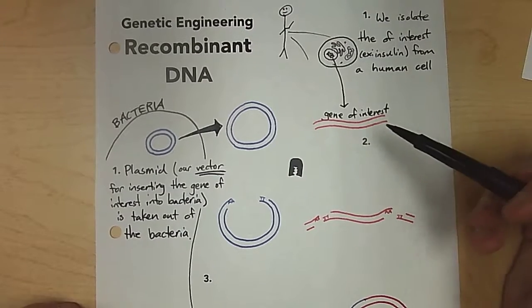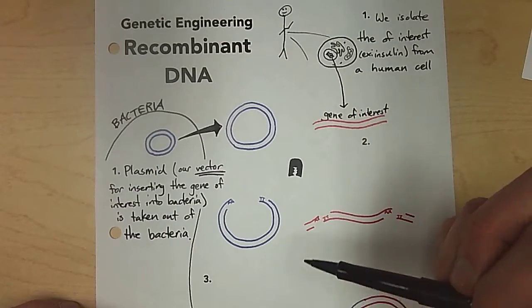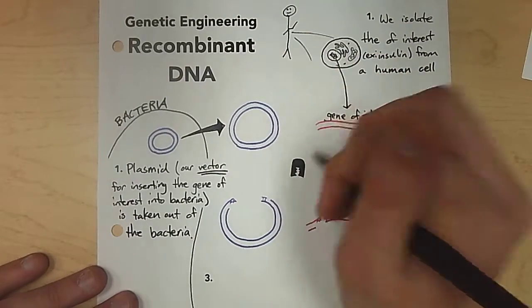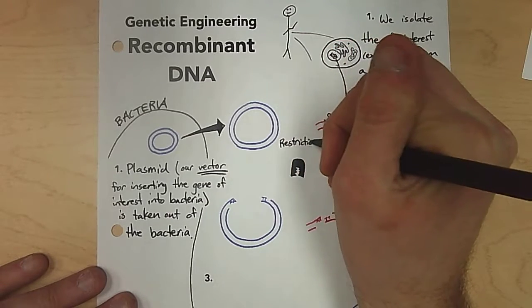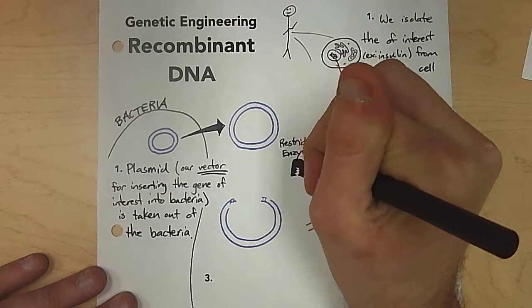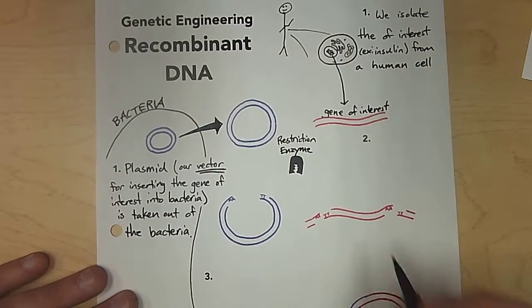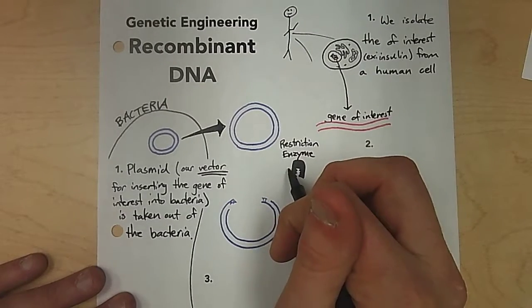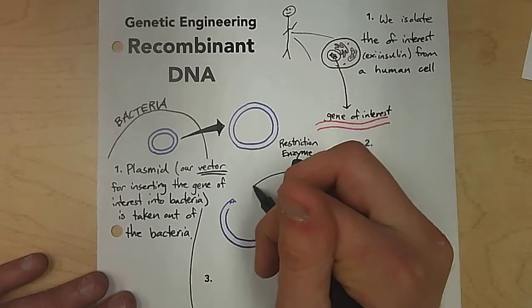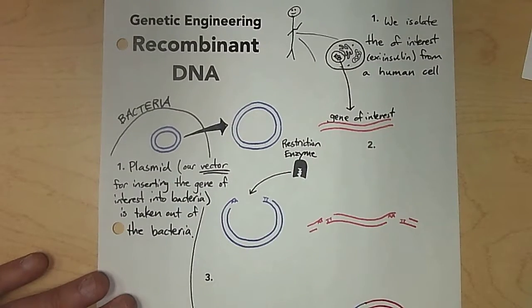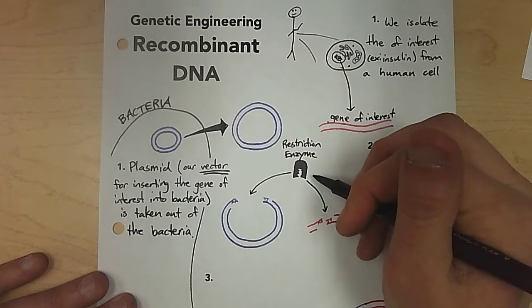What we need to do is incorporate this gene of interest into the bacteria's DNA. So we'll take a restriction enzyme, that's this guy right here. If we have some plasmids in a test tube and the gene of interest in the test tube, and we add this restriction enzyme, restriction enzymes cut at very, very specific sequences. So the restriction enzyme is going to cut once on the bacteria's plasmid, and then it'll cut twice on our gene of interest.